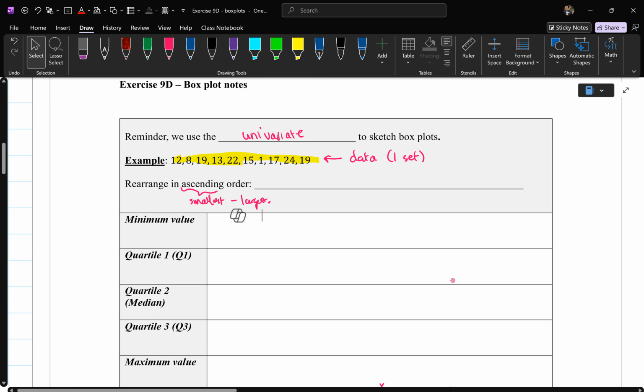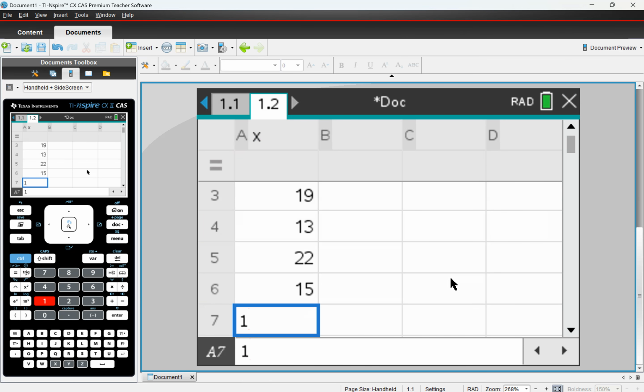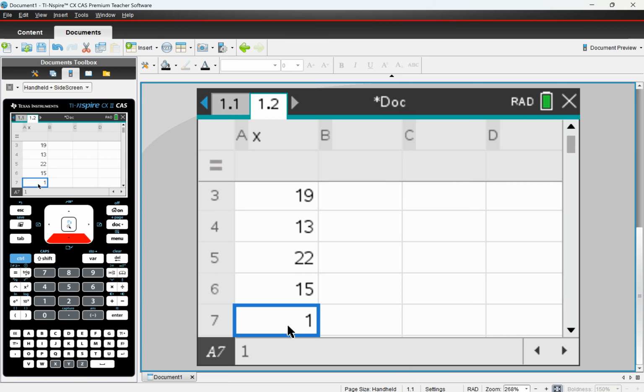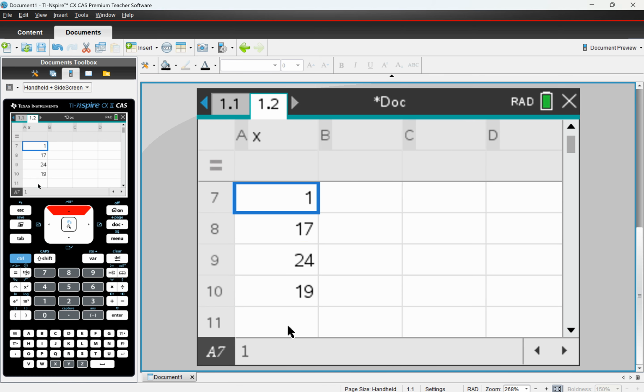What else did we have? We have 1, 17, 24, and 19. I think it was 19 again. Yep. Enter the data. Here we go: 12, 8, 19, 13, 22, 15, 1, 17, 24, 19.